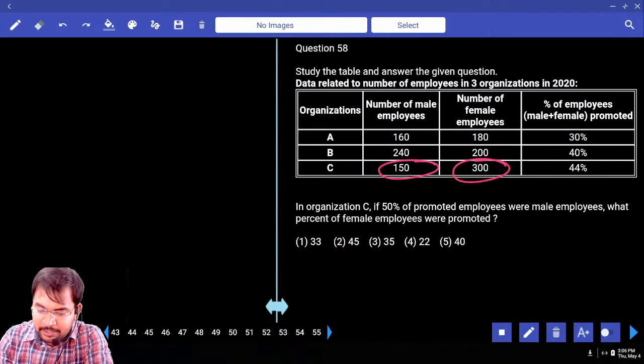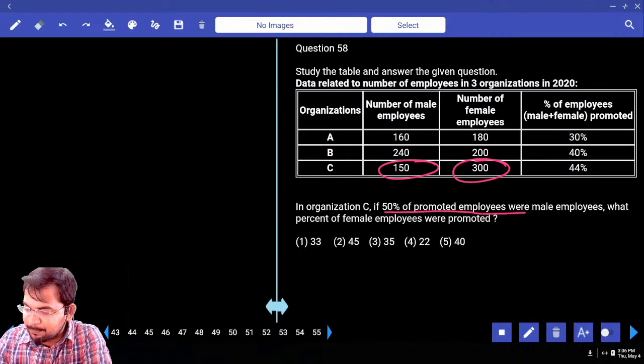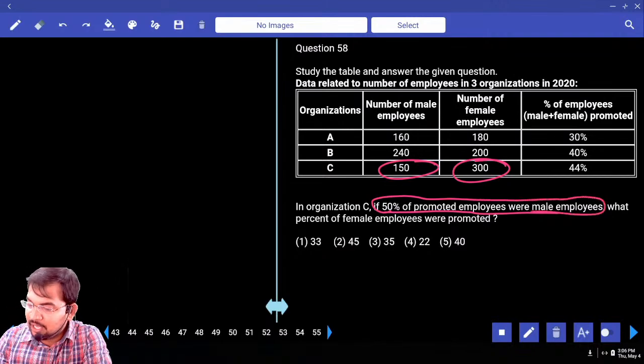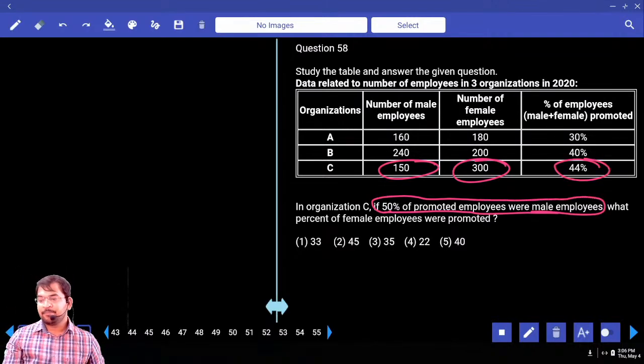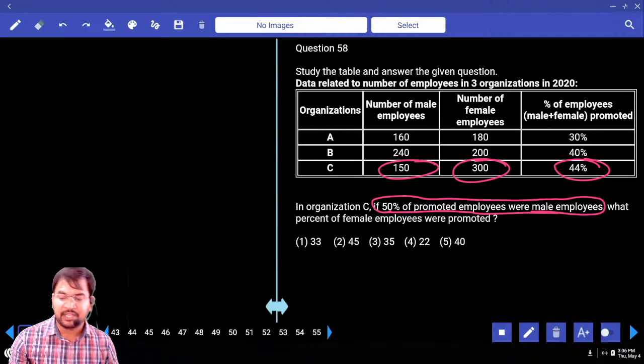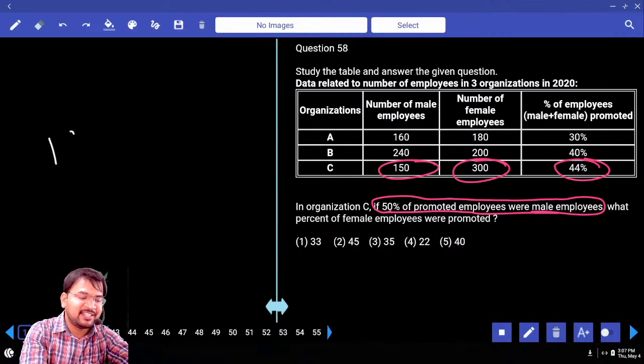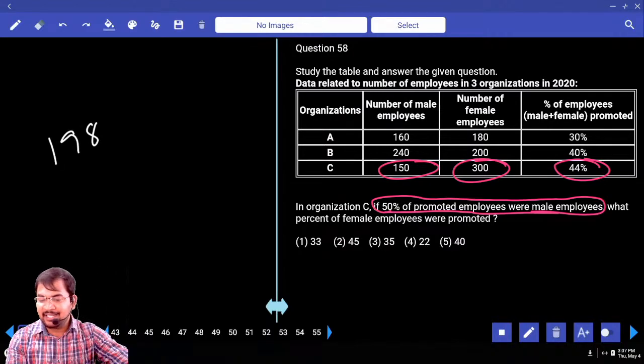450. In the organization, 50% of the employees are promoted, right? 50% of promoted employees are male. How much? 44%, right? 44% of 450, so 40% of 450 is 180, and 4% is nothing but 18. Together it is 198.